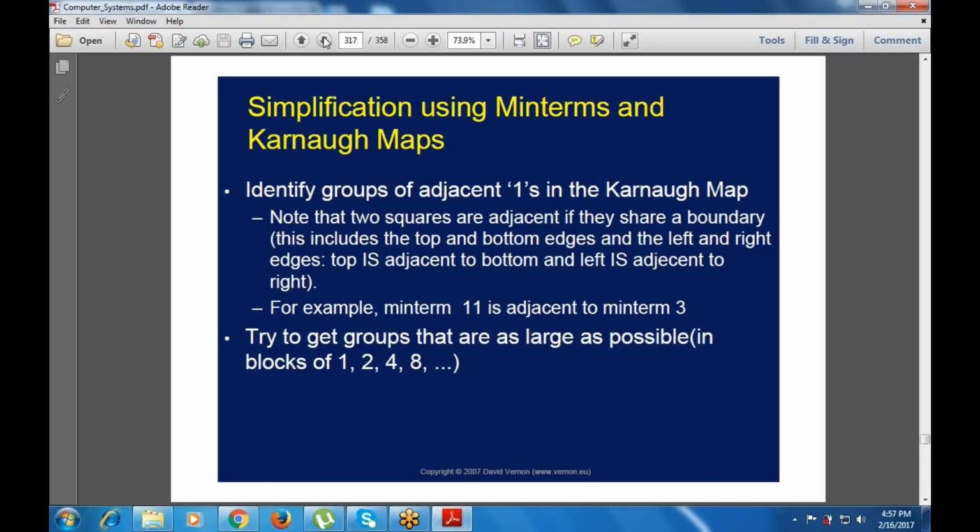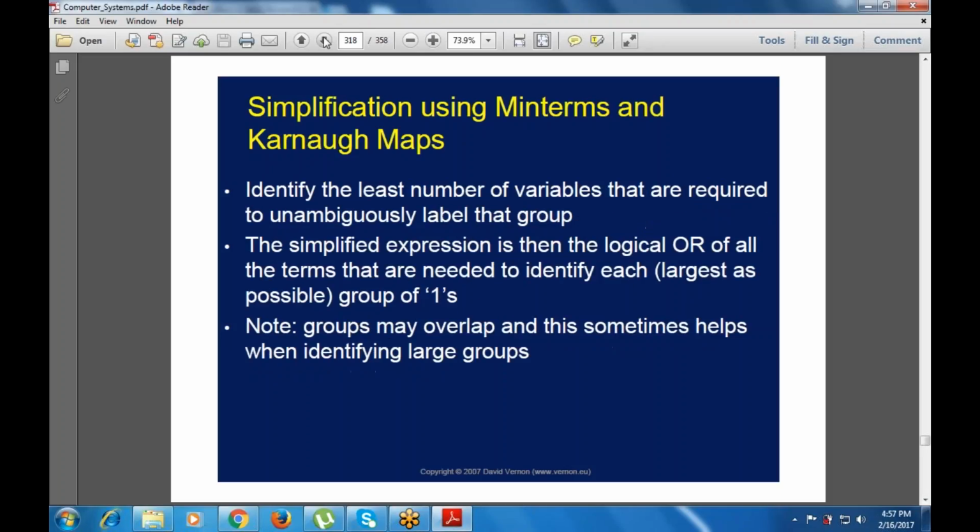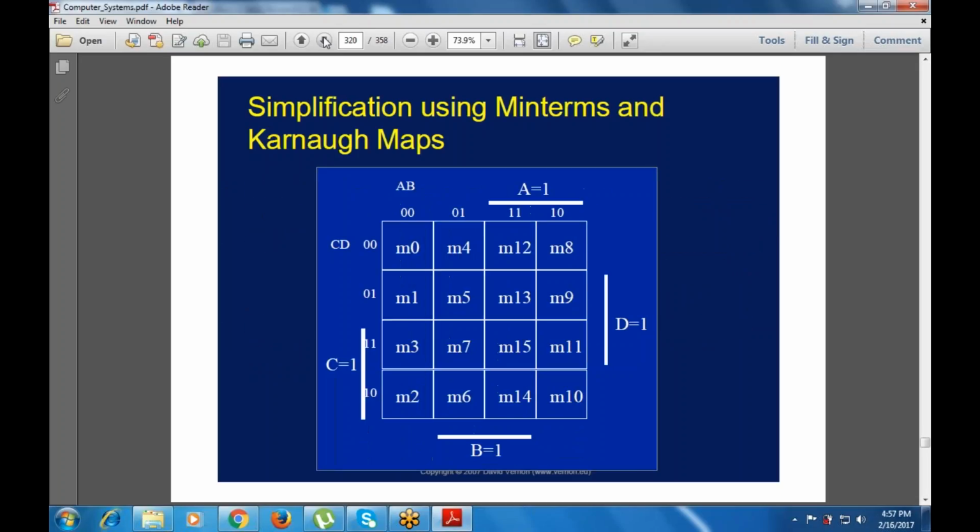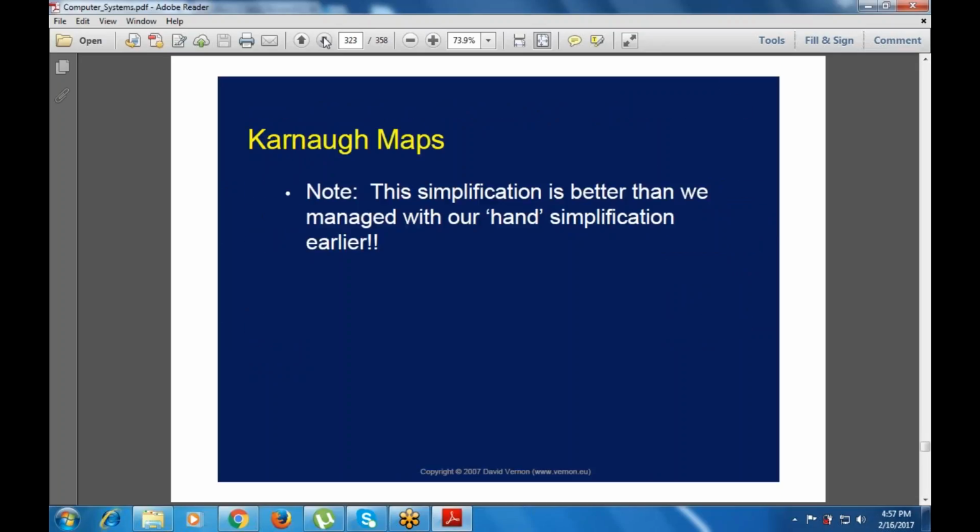This is used to identify the groups of adjacent ones in the Karnaugh map. And note that two squares are adjacent if they share a boundary, and this includes the top and bottom edges and the left and right edges. And this will be used to identify the least number of variables that are required. And the simplest expression is in the logical order of the min terms.